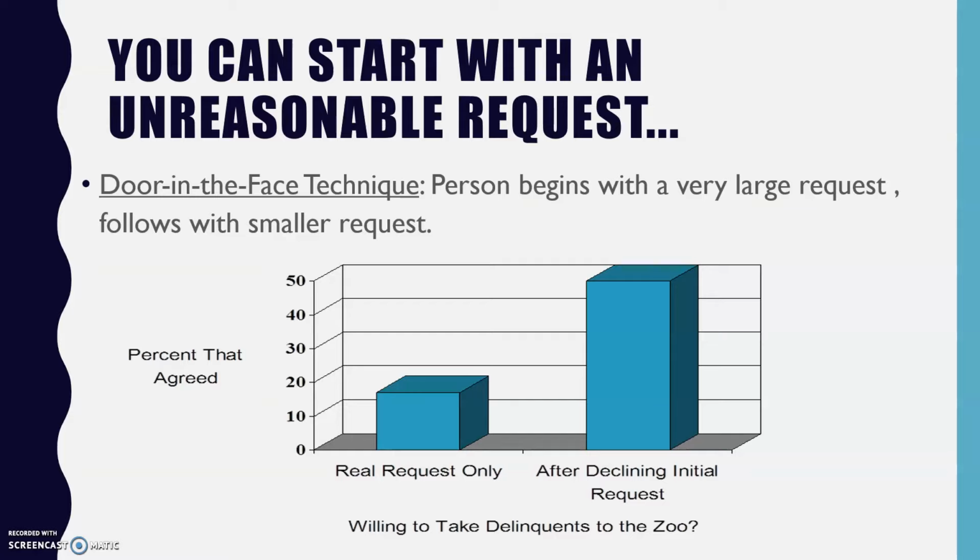reasonable as a result. As I noted with Cialdini, when you ask people, will you take some delinquents to the zoo? Very few people want to do that. But if you start by saying, hey, do you want to take a bunch of delinquents and take care of them and do after school activities with them for several hours a day for several weeks, that's a lot to ask of somebody, and most people will turn that down. Follow that up with, well, you don't want to do that. Will you take them to the zoo for a couple of hours? And all of a sudden, you get a 50% compliance rate. So this works pretty well.